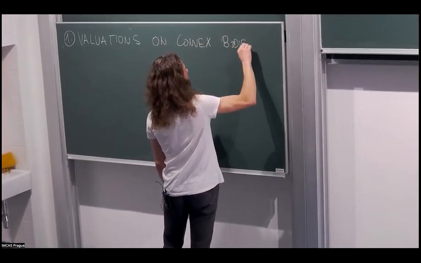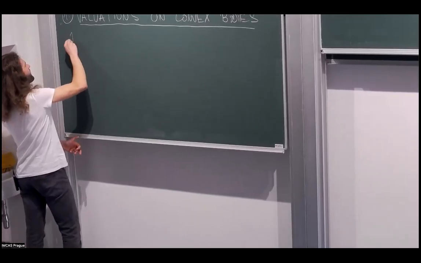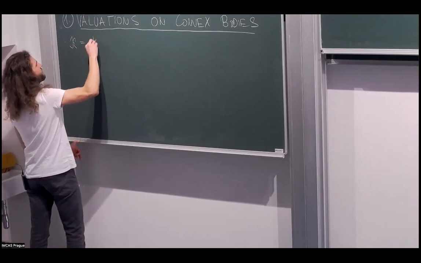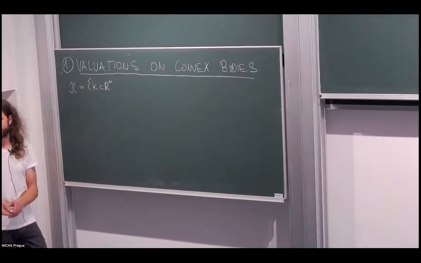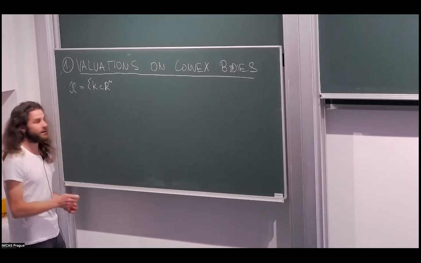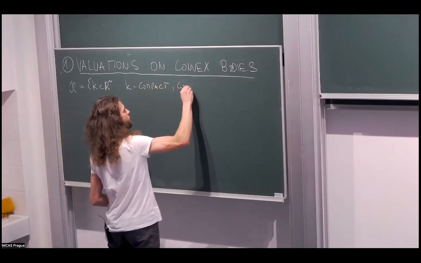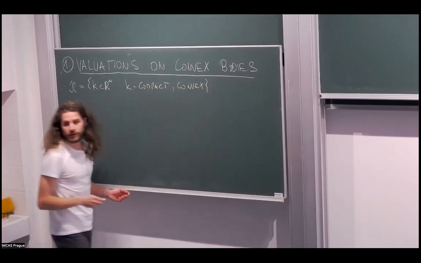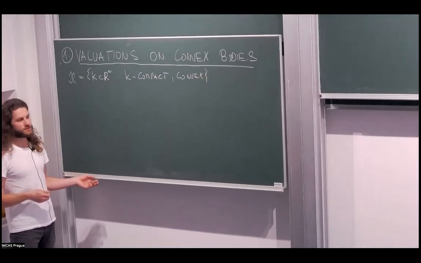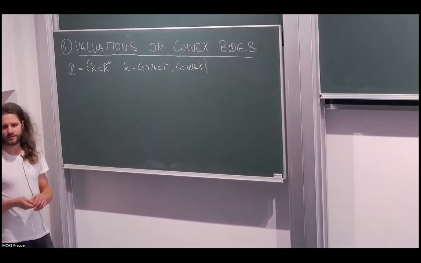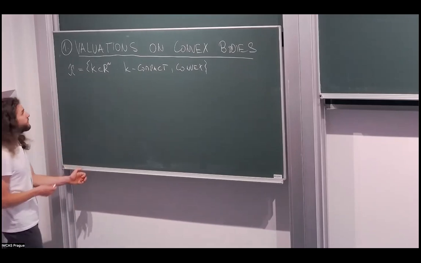So we will consider the so-called valuations on convex bodies. Let me just fix some notation. I will denote by this calligraphy K the set of all convex bodies. We will just work in a Euclidean space, and a convex body in Euclidean space is just a compact convex subset of R^n. You can imagine a lot of examples, like a cube or a unit ball, or all kinds of polytopes, like convex hulls of finitely many points and so on. A single point is also a convex body. So this is the set of convex bodies in R^n.